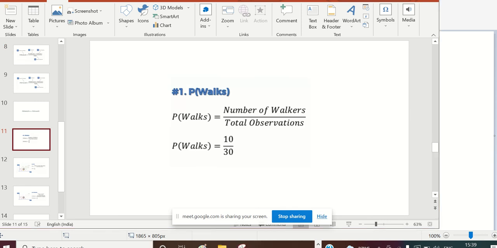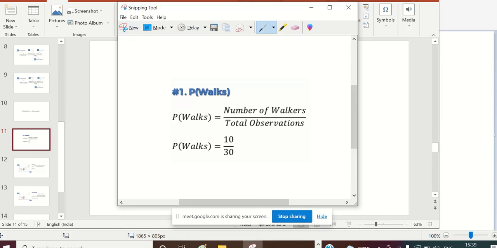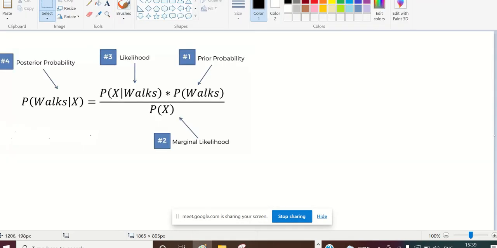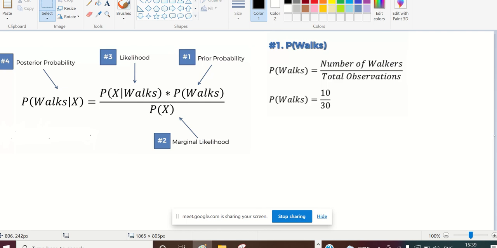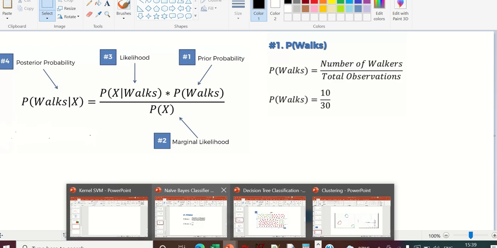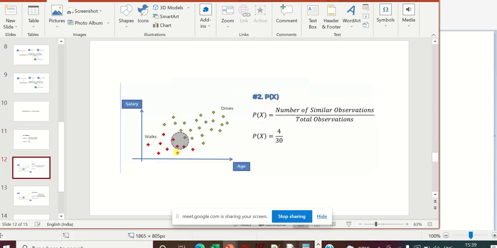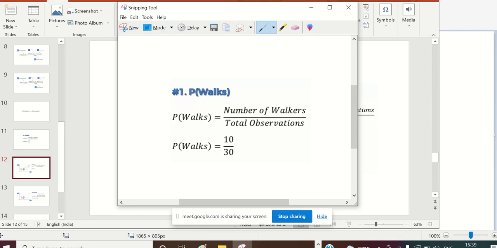Person walks to office. So P of walks. So we got this P of walks here. Okay, next one, P of X given walks, the likelihood. Let us see what that is and how it works.